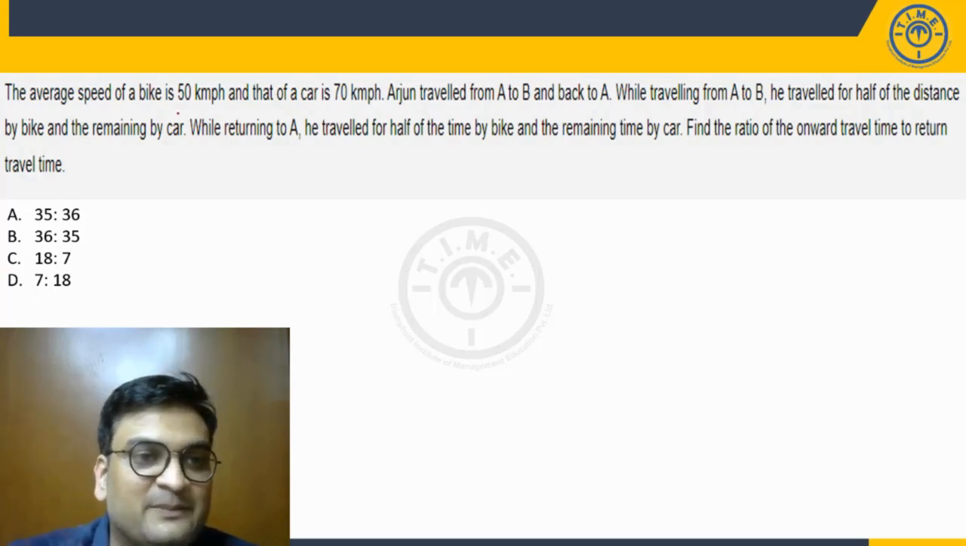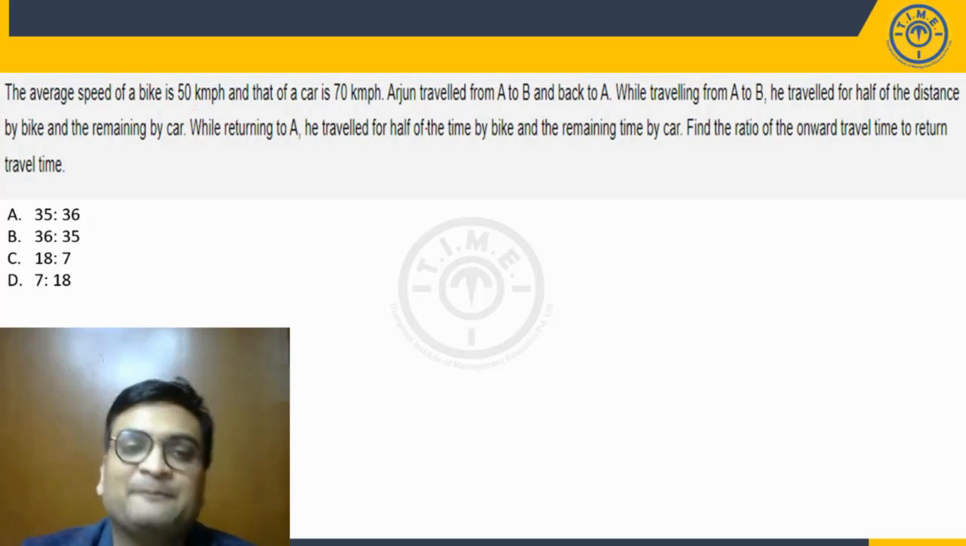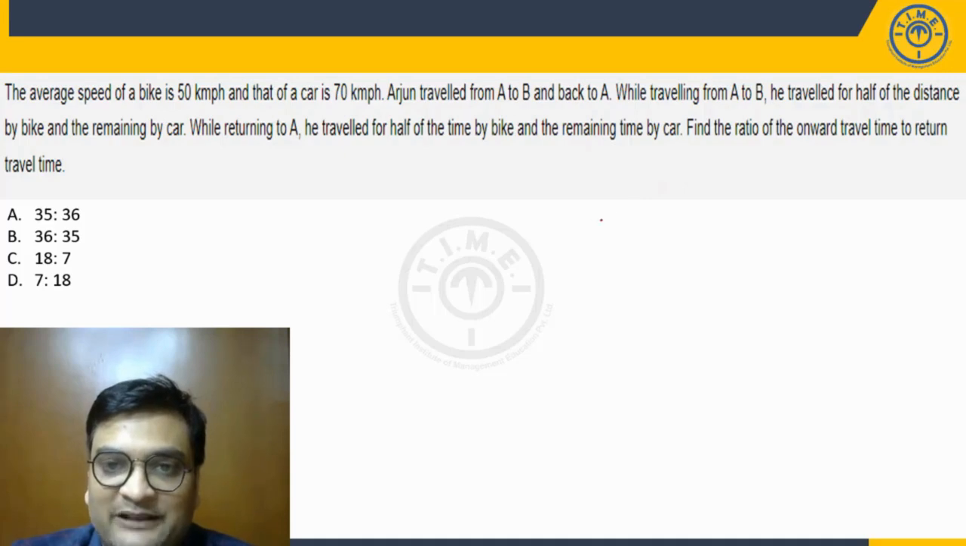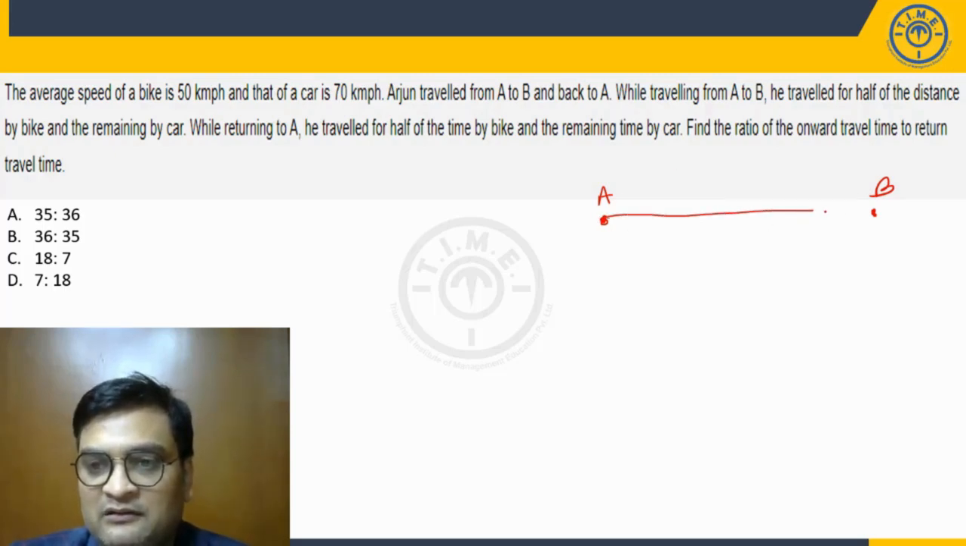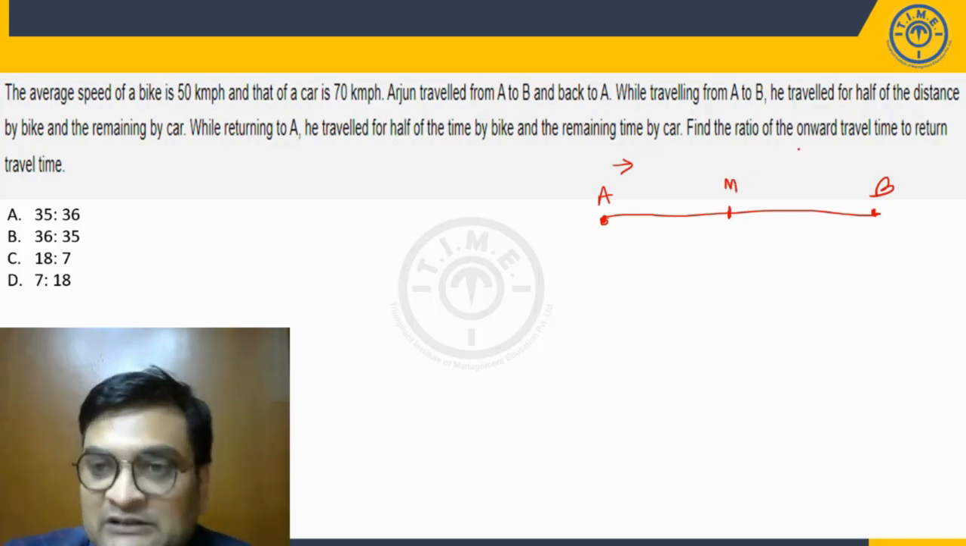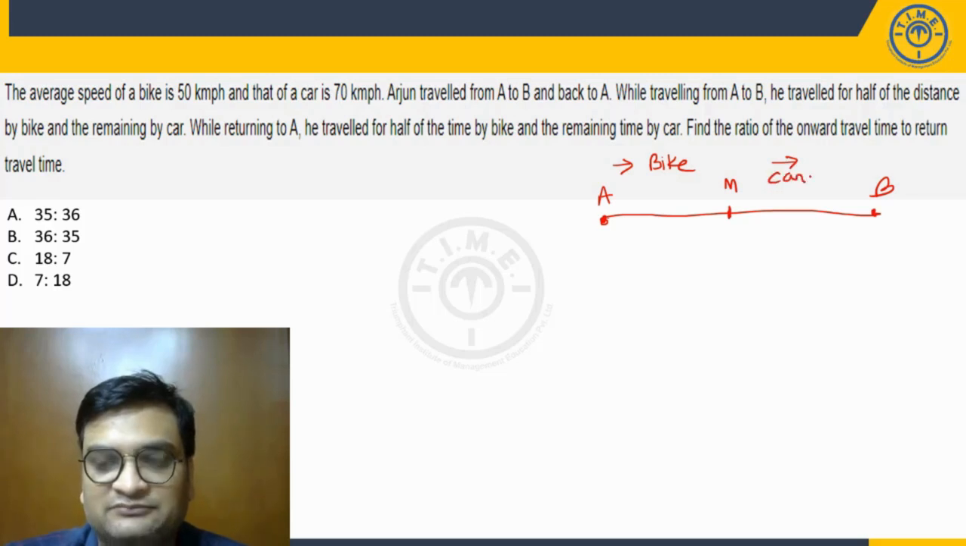So the question is, the average speed of a bike is 50 and that of a car is 70 kilometers per hour. Arjun travelled from A to B and back to A. While travelling from A to B, he travelled half of the distance, let's say up to the midpoint M, by bike and the other half by car.